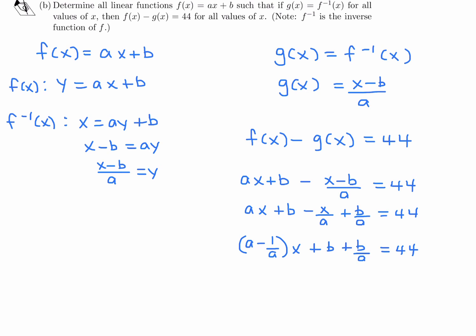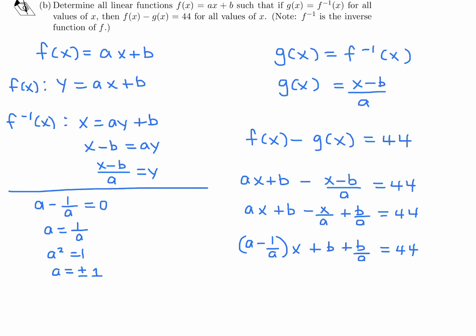I think the best way to proceed here is to understand how this is going to be true. It will be true if this is 0. If that is 0, then no matter what you put for x, it's not going to make a difference because it'll just multiply by 0 and vanish. And then therefore this part will be 44. So I'm interested in making that coefficient equal to 0. That means a is equal to 1 over a, and that means a squared is 1, and therefore a is equal to plus or minus 1.